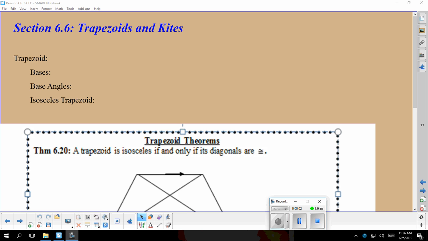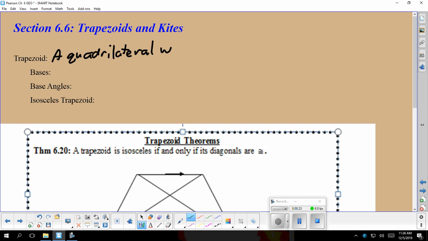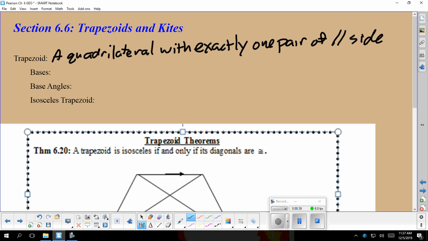6.6 is on trapezoids and kites. Two additional special types of quadrilaterals. So a trapezoid, by definition, is a quadrilateral with exactly one pair of parallel sides. Let's draw one of these guys.